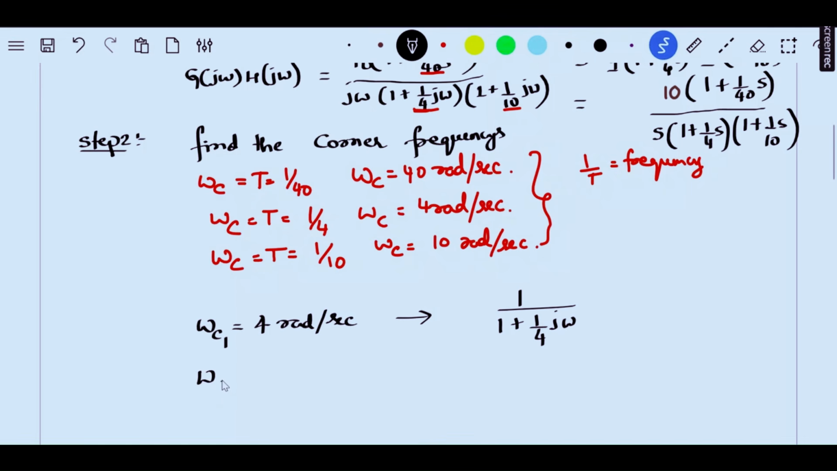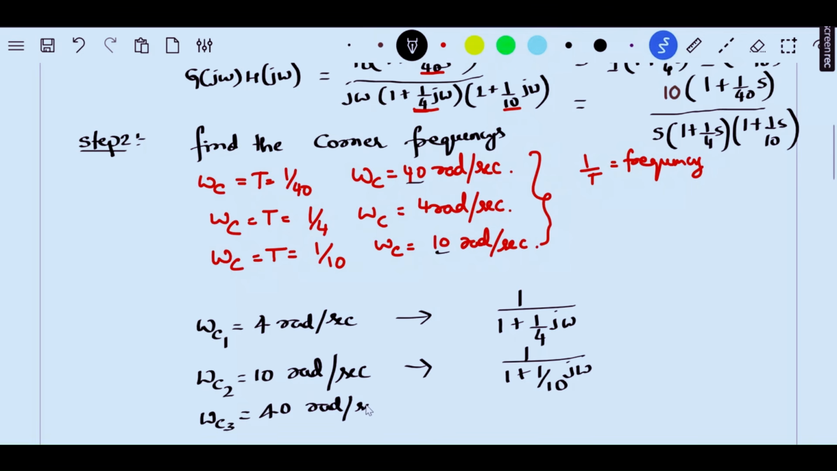The next corner frequency, omega c2, is the second minimum value, 10 radians per second. That is the second corner frequency because it is the second lowest value, and this is due to the factor 1 over 1 plus 1 by 10 j omega. Now the third corner frequency, omega c3, equals the next highest value, which is 40 radians per second. And this is due to the numerator term, which is 1 plus 1 over 40 into S.